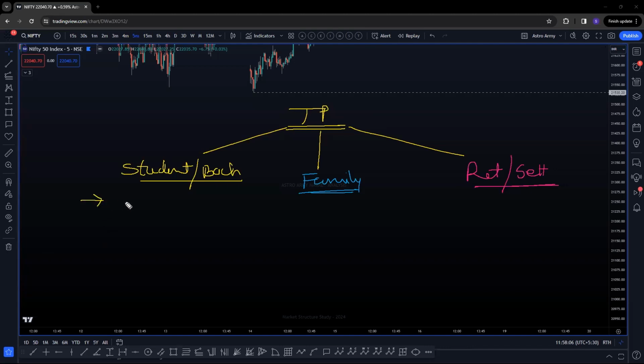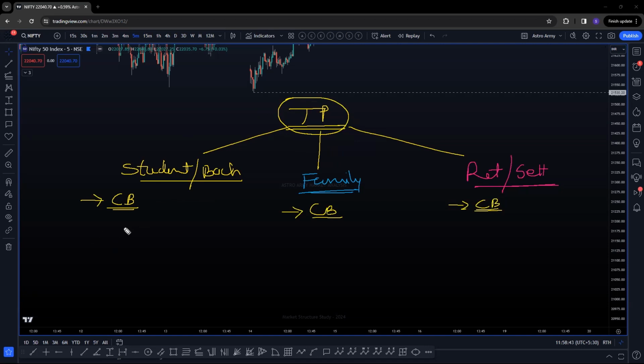Suppose a student wants capital building, he wants to increase wealth. Okay, student or bachelor wants to increase the size of the account. This is quite common, it's applicable for everyone. CB is nothing but capital building. Capital building is applicable for everyone, but the most applicable is for these two people, family and a student. A student or a bachelor or a family person most likely wants to build capital. So how should he approach profit taking?